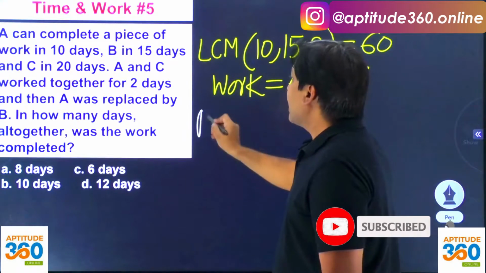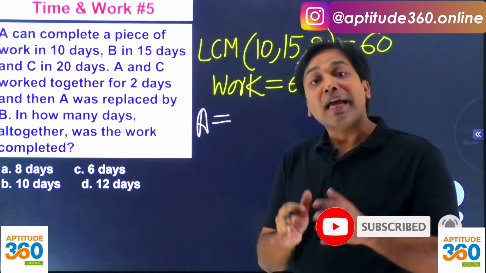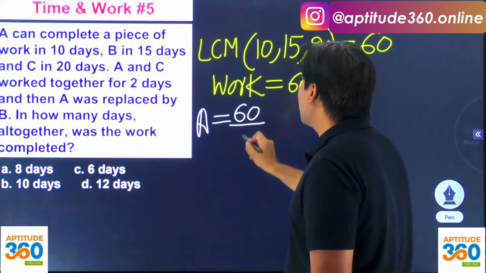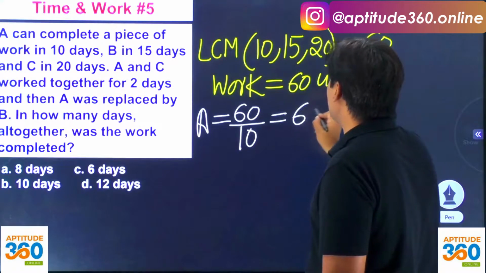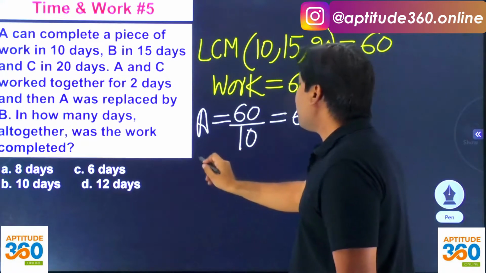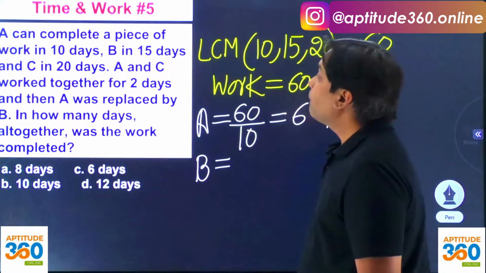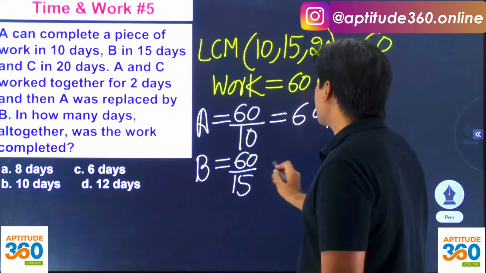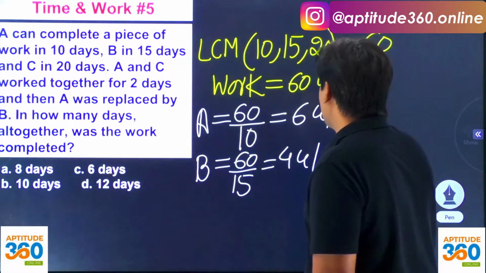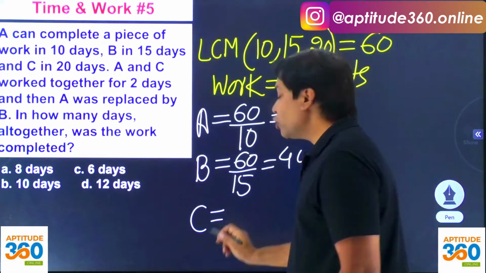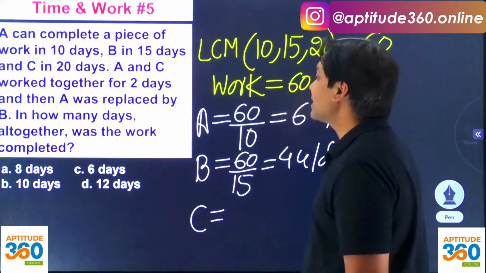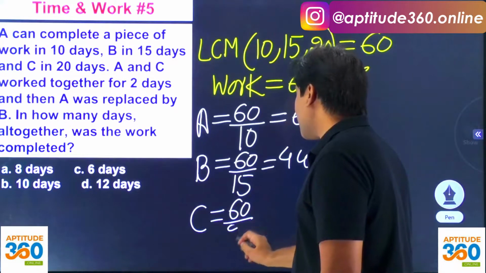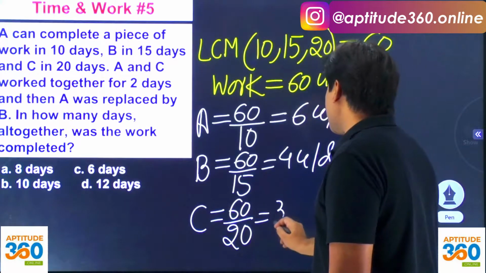So A is doing this entire 60 units in 10 days. So A is going to be completing 6 units per day. How about B? B is doing this entire work in 15 days. So it is going to be 4 units a day. So it's kind of ritual that you will have to perform in every problem, isn't it? And C can do this entire work in 20 days. So C does 3 units per day.